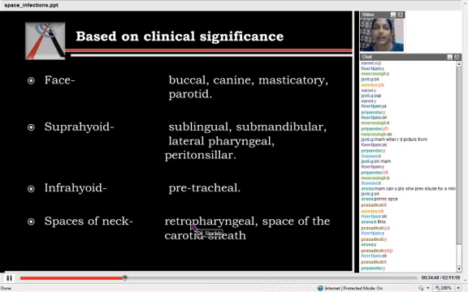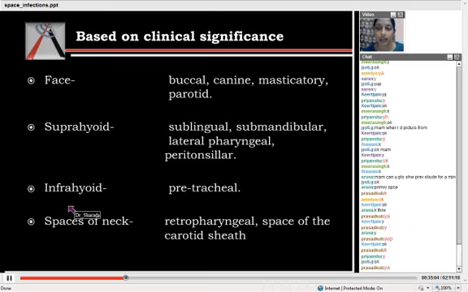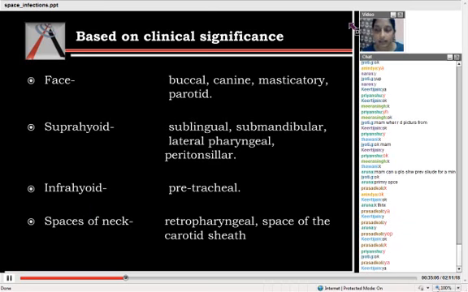Infrahyoid is pretracheal. Once you cross the hyoid bone, you start off with the trachea. Pretracheal. Then spaces of the neck: retropharyngeal and carotid sheath and all become spaces of the neck. They come in contact with your cervical vertebrae, so they become spaces of the neck.